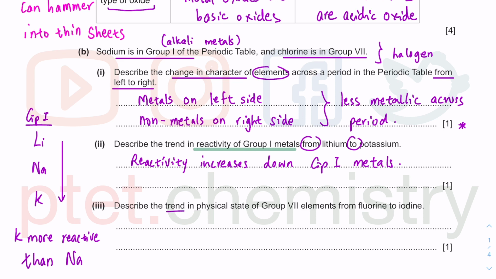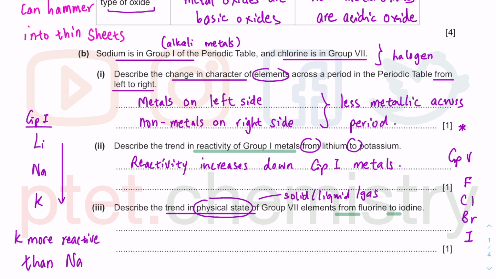The next question, describe the trend in physical state. Physical state here refers to solid, liquid, or gases. And again, the question is asking you from fluorine to iodine. So in the periodic table, you have fluorine, chlorine, bromine, and iodine. These are the group 7 halogens. Group VII is shown at the top of the periodic table. All of these will exist as diatomic F2, Cl2, Br2, and I2, because with 7 outer shell electrons, they don't have a completely filled outer shell.